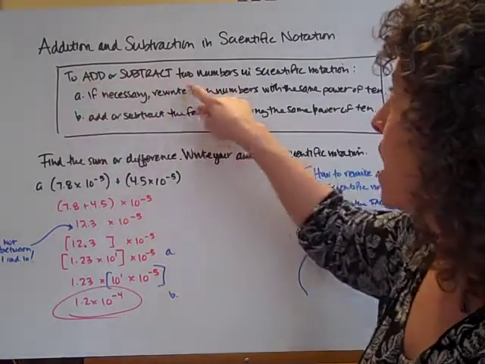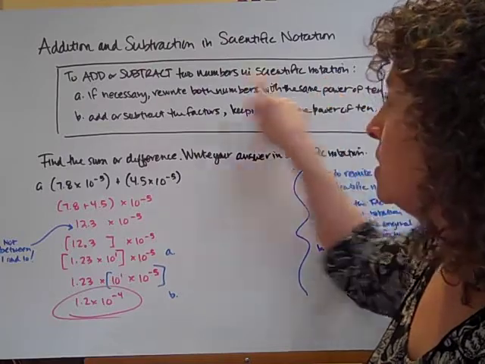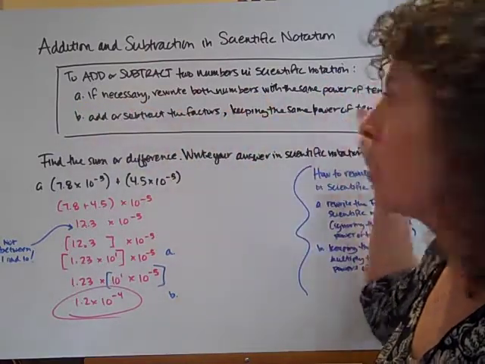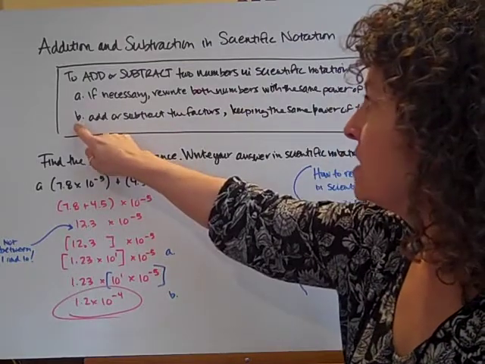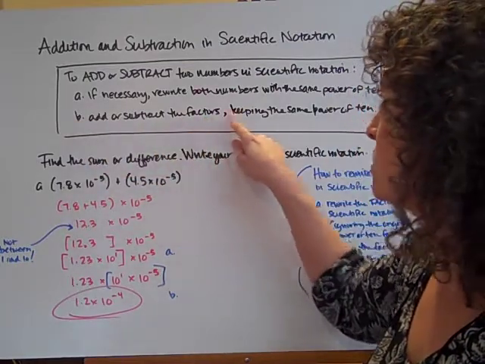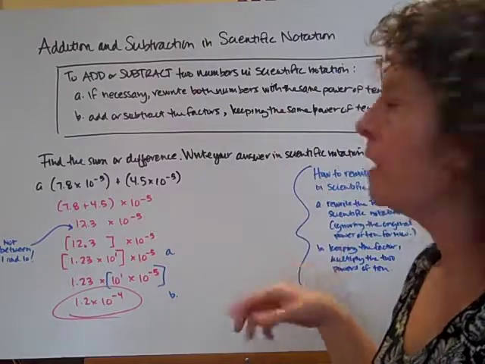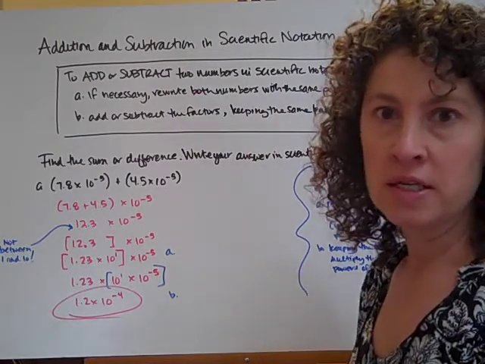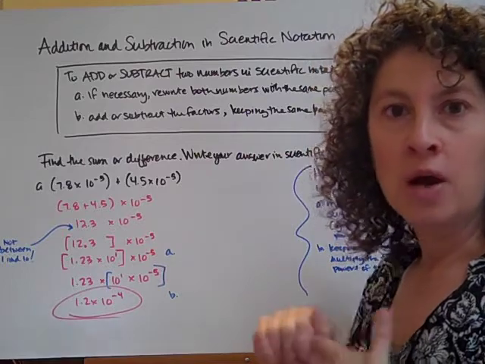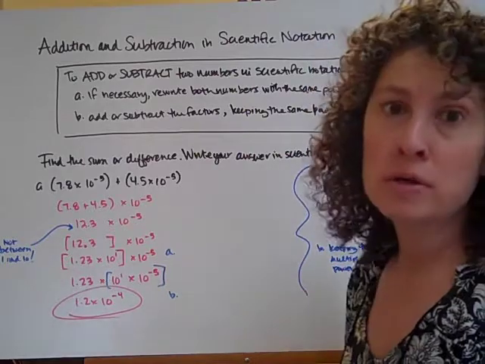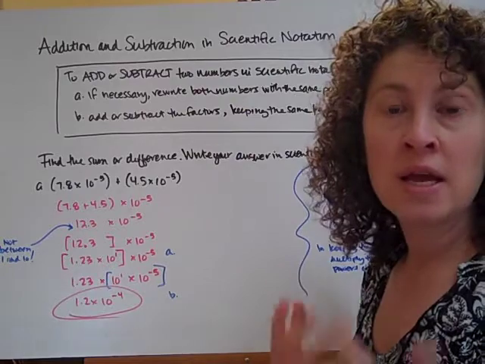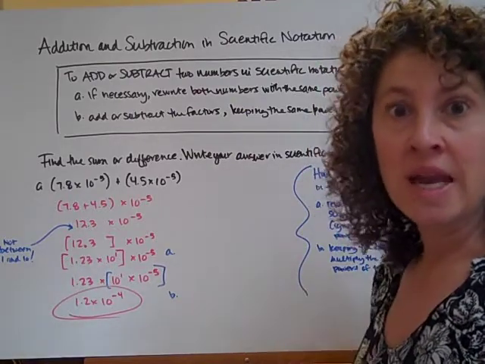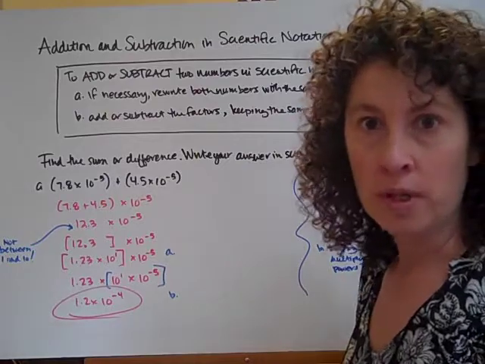So to add or subtract two numbers in scientific notation, first step, if necessary, rewrite both numbers with the same power of 10. And then second step, add or subtract the factors, keeping the same power of 10. So whenever we add or subtract, no matter what it is that we're adding or subtracting, we can only add or subtract things that are alike. So if you remember our variables, if I have 2a and 3a, I can add those together. I'm going to add the 2 and the 3 and get 5, and that's an a because they were a's when I started with them.